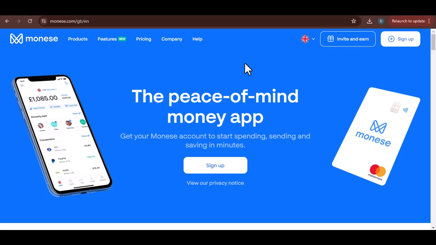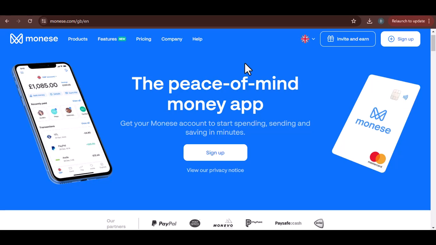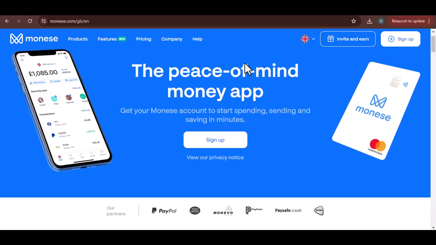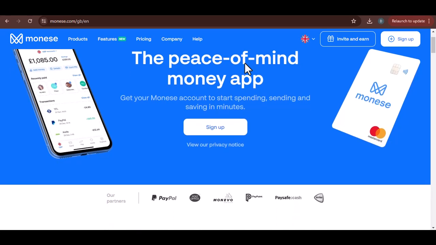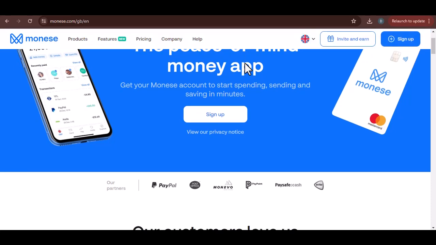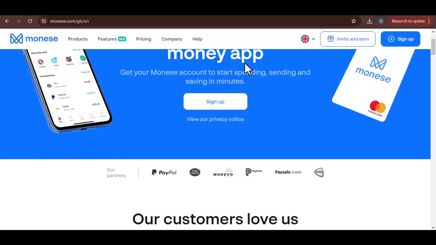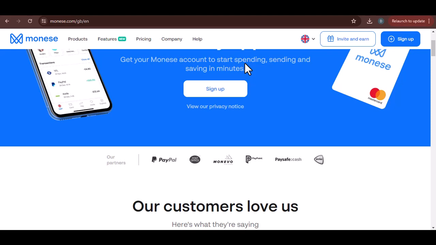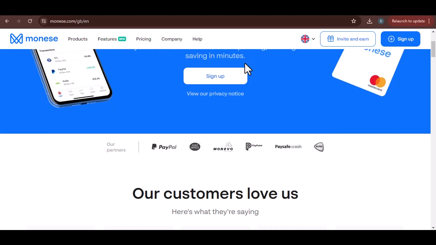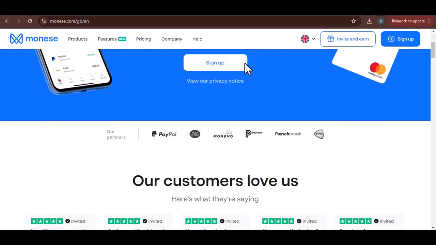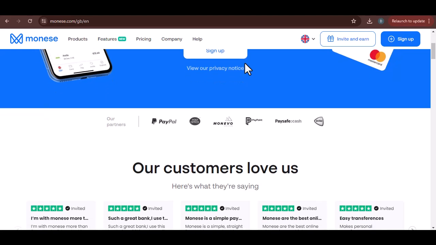Have you ever looked at your phone, ready to make a quick payment or check your balance, only to be met with the dreaded message, "Your Monese account is blocked"? It's a gut-wrenching feeling, isn't it? You're suddenly cut off from your money, and you're left wondering, why? Well, you're not alone. Countless people have found themselves in this frustrating situation.